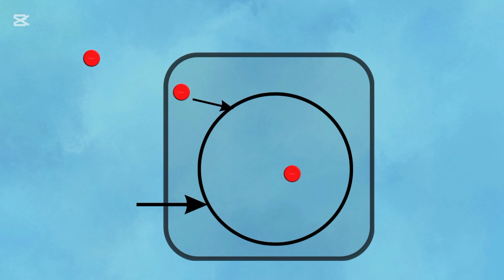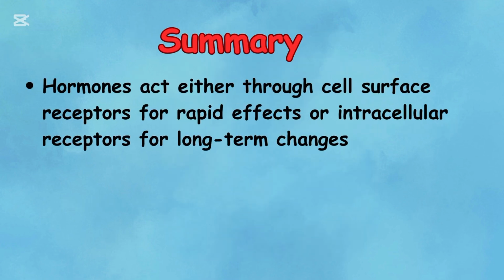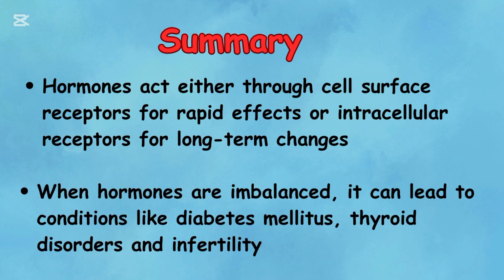In summary, hormones act through cell surface receptors for rapid effect or intracellular receptors for long-term changes. When hormones are imbalanced, it can lead to conditions like diabetes, thyroid disorders, and infertility.